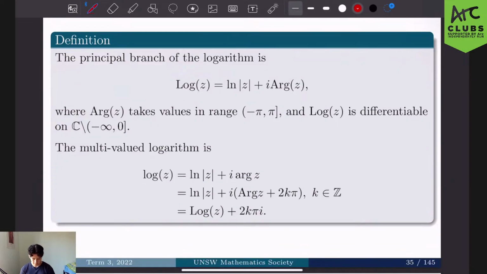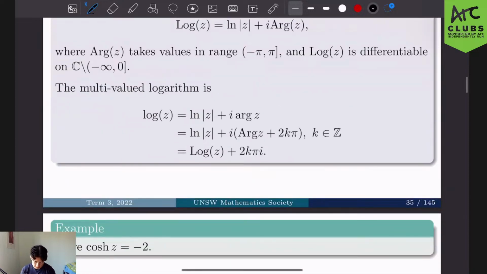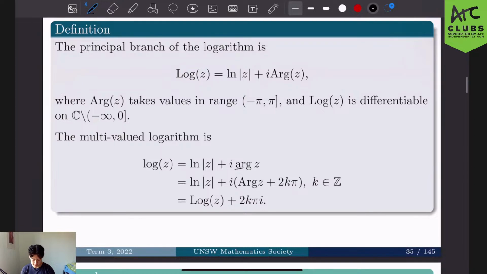Okay, and next we also have the multi-valued log. What this means is that the arg here is periodic, so we have many values. The main difference is that in the principal branch of the logarithm, we just have the Arg value which sits in this range, whereas in the multi-valued log we have, of course, the multi-valued arg.